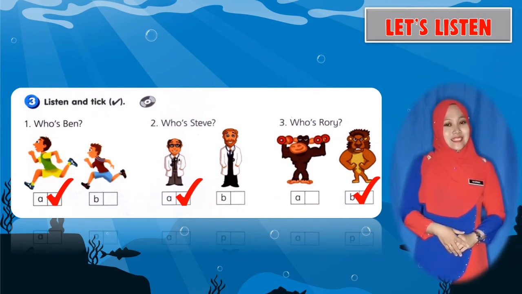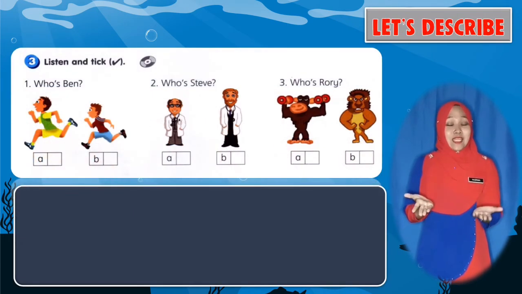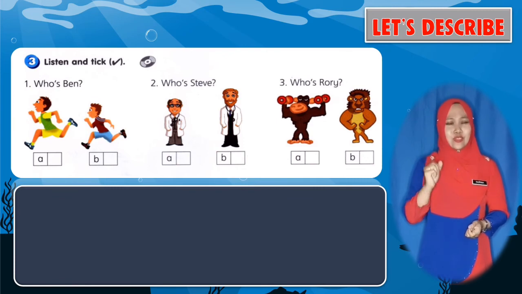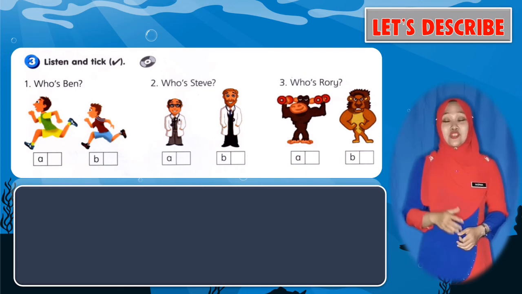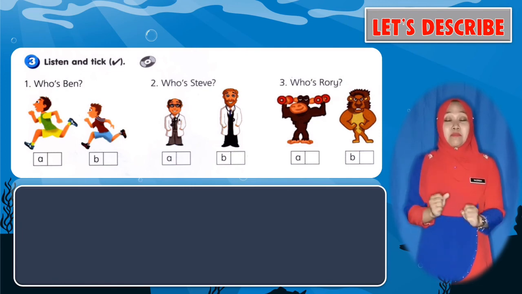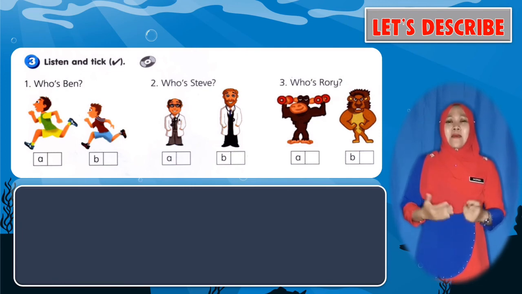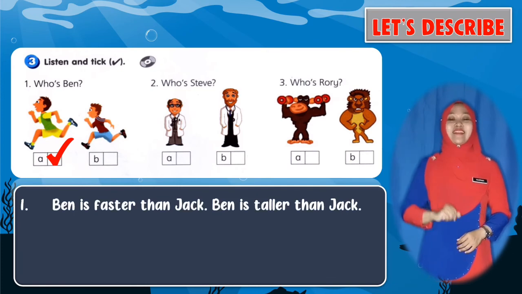Before we end our lesson today, I would like you to describe people and animals in 3 pictures using suitable statements. Let us try to do it together. Let us look at picture number 1. Who's Ben? We may describe Ben like this. Ben is faster than Jack. Ben is taller than Jack.